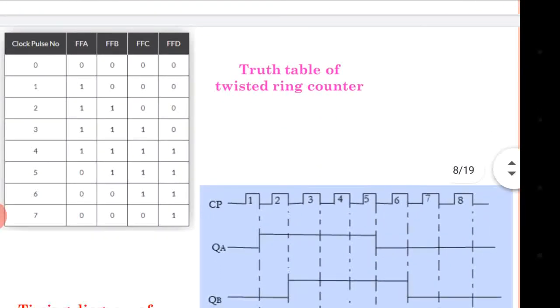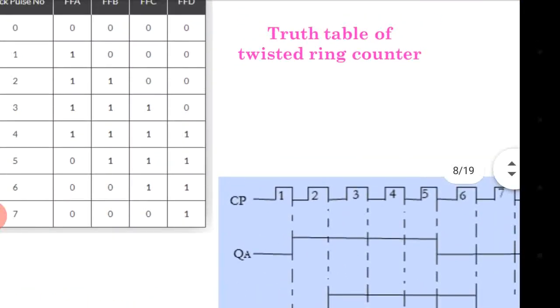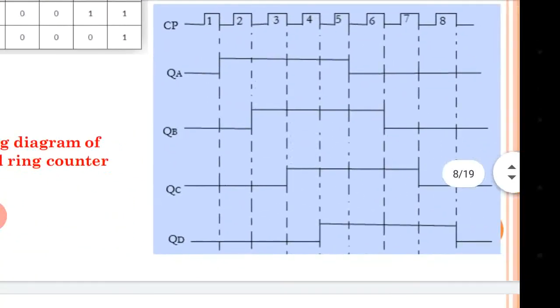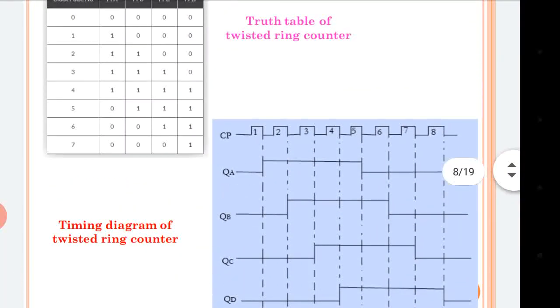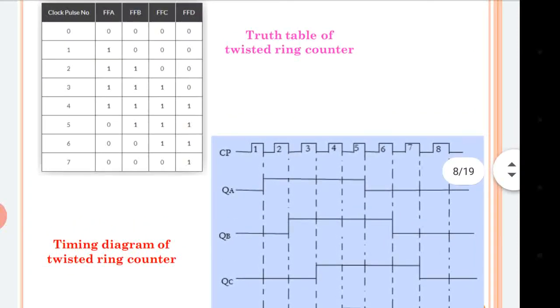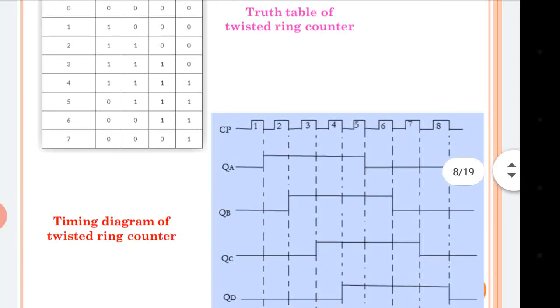You will observe this truth table. So 0 1 1 1, 0 0 1 1 and 0 0 0 1. So this is the timing diagram of the twisted ring counter or the Johnson counter, right. So these two counters can also be implemented by using shift register IC 7495 during the practical session.